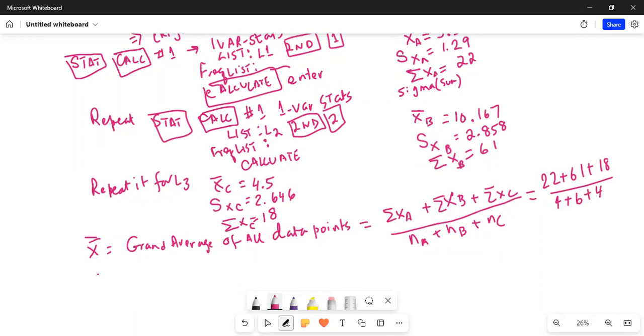So X double bar, the grand average of all data points, is 22 plus 61 plus 18, which is 101, divided by 14. 4 plus 6 is 10 plus 4 is 14. So this is 14, the number of samples for all the samples. So 101 divided by 14 is your grand average, which is 7.214.